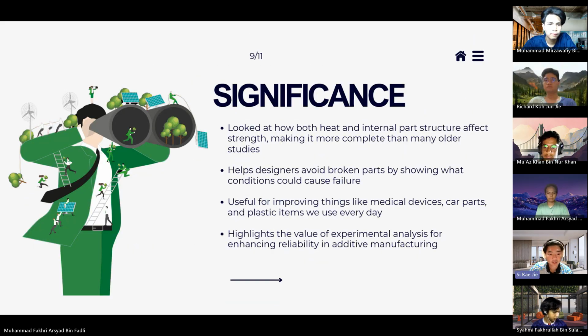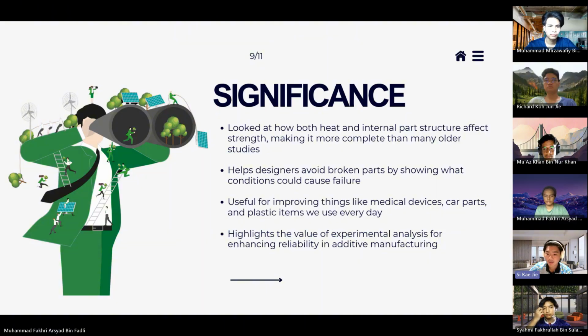I'm CKJ. I'm taking part in significance. This study is significant because it examines how both temperature and infill orientation affect the strength of 3D printed PLA parts, giving a more complete and realistic view than many past studies. By testing temperatures from 20 to 60 degrees, it shows that mechanical properties like Young's modulus and tensile strength drop as heat increases, which helps designers avoid broken parts by showing what conditions could cause failure.